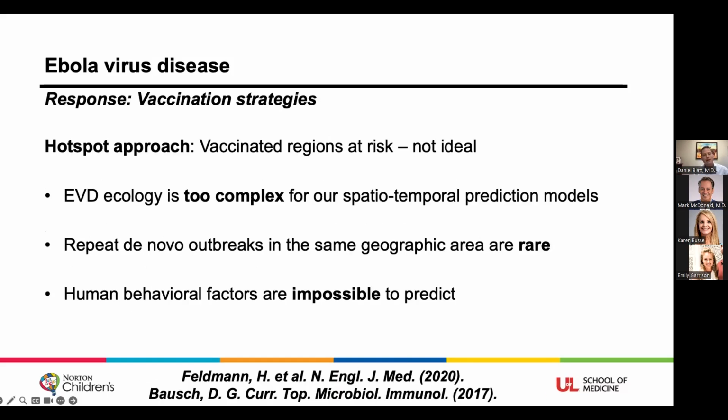And so there are strategies we can try for vaccination other than just vaccinating everyone, which is ideal. One approach is vaccinating hotspot areas, places likely to have outbreaks. This isn't ideal because Ebola outbreaks have a very complex ecology and they're really difficult to predict. Typically, outbreaks don't happen more than once in the same discrete area, and human influences are a major wildcard on where these happen.